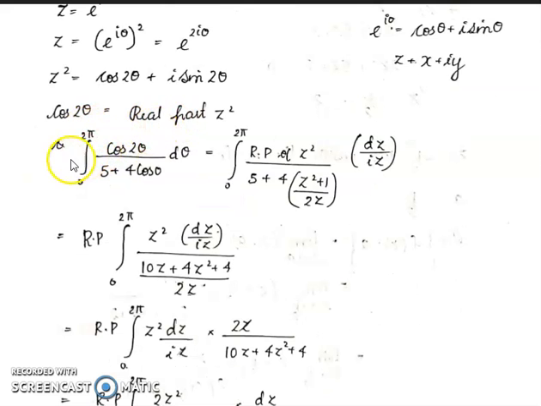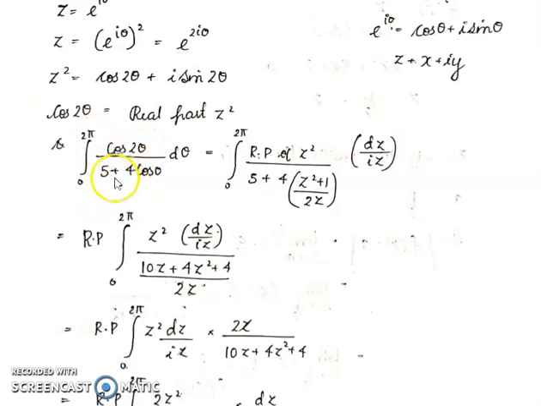So now let's consider the question. Integral 0 to 2π of cos 2θ by 5 plus 4 cos θ dθ. So cos 2θ is the real part of z square. The numerator is the real part of z square, dθ is dz by iz, and 5 plus 4 cos θ is (z square plus 1) by 2z. Now this real part is taken outside, z square into dz by iz. Here you find the LCM: 2 fives are 10z plus 4z square plus 4 by 2z. Just simplification.